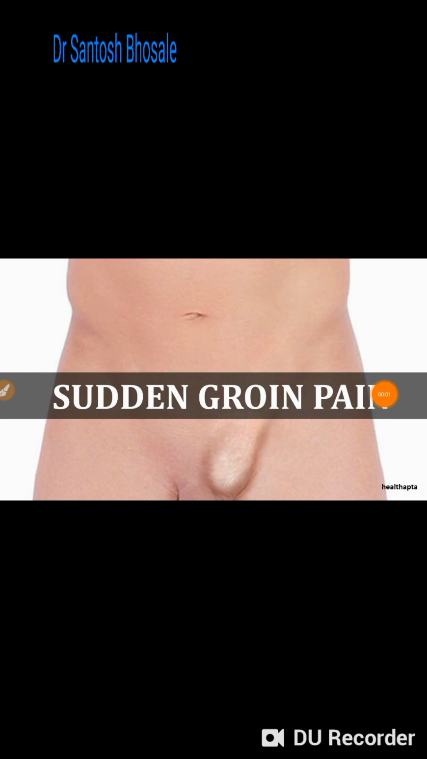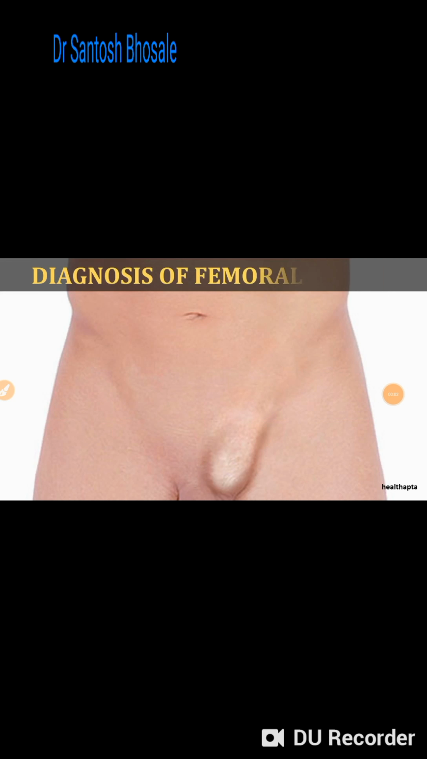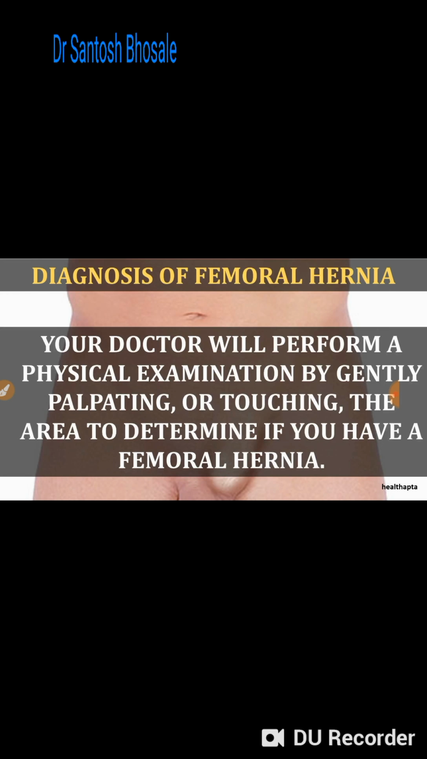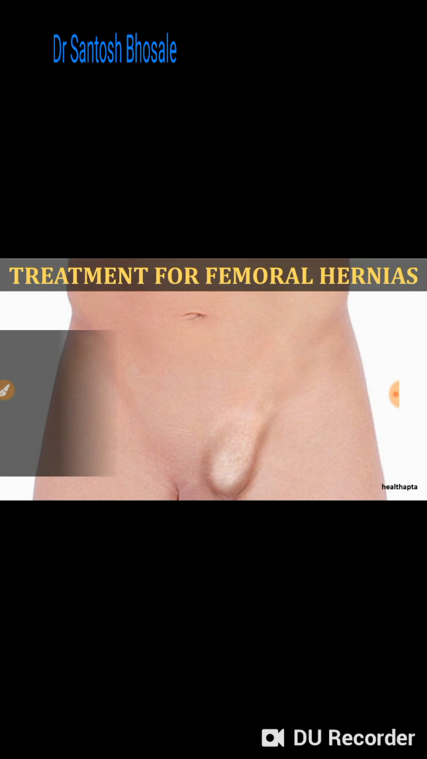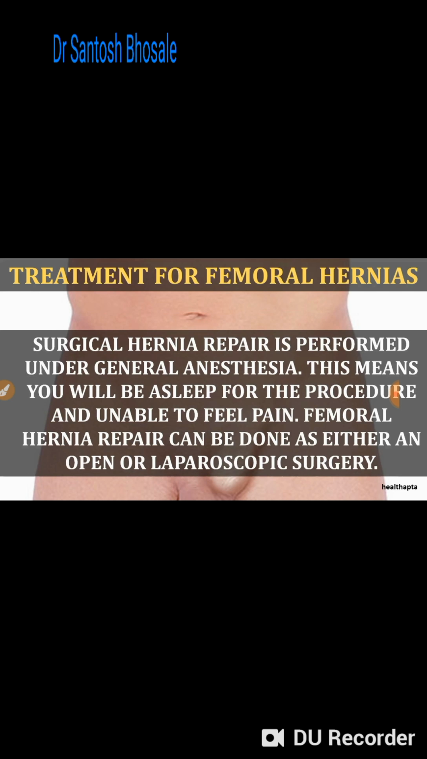Or sudden groin pain with swelling. So how do you diagnose? It is done by clinical examination involving inspection, palpation, percussion and auscultation, and a USG of the abdomen is preferred to establish the diagnosis and distinguish it from the inguinal hernias. So treatment is surgery. It can be done by open or laparoscopic surgery.